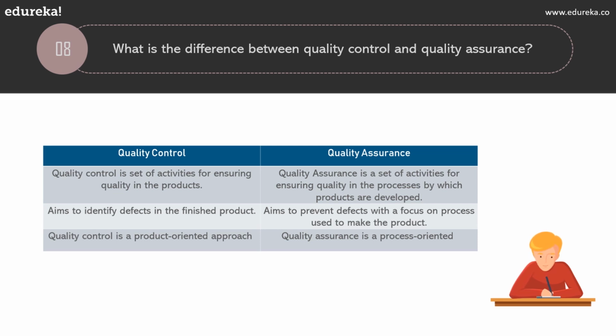So you get my point, right? Quality control is a product oriented approach. You're checking the quality or defects in the product. Whereas quality assurance is a process oriented approach. You're checking the quality of the process by which products are developed.